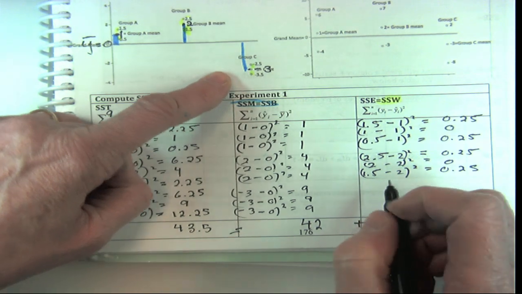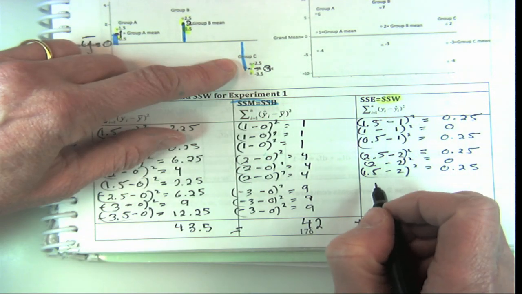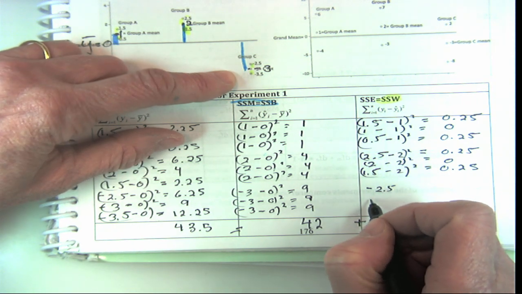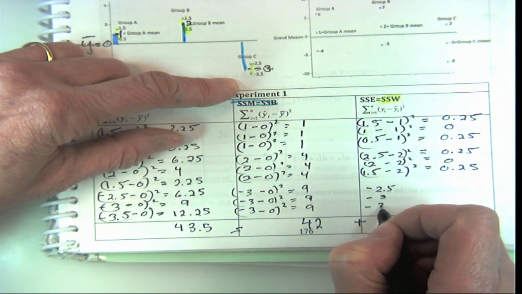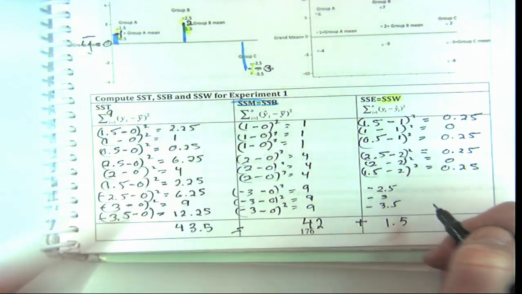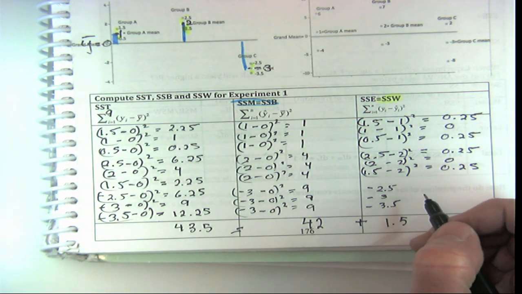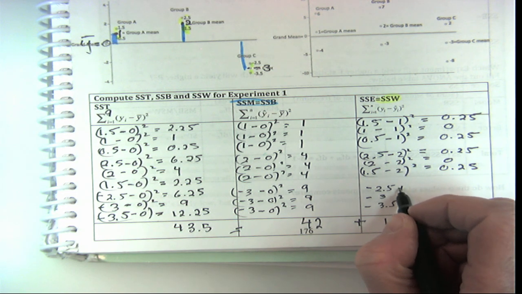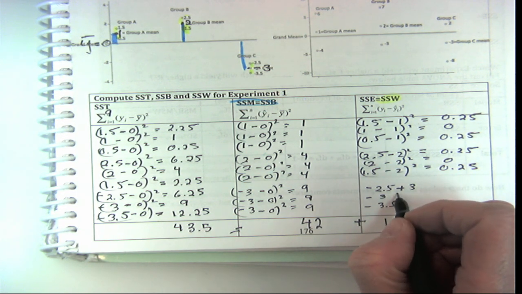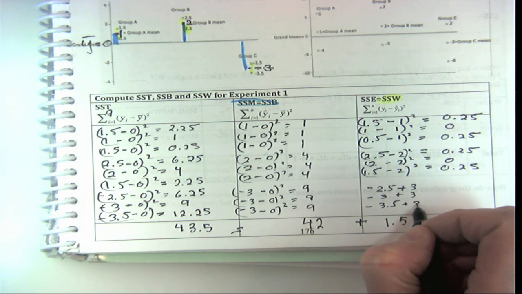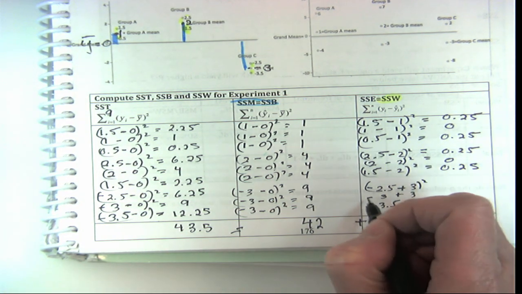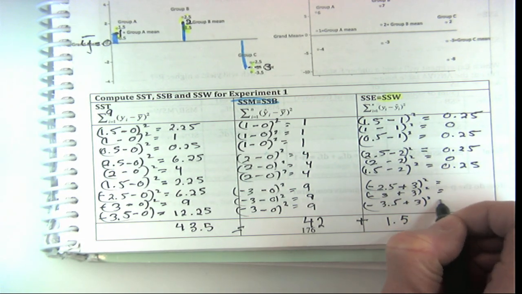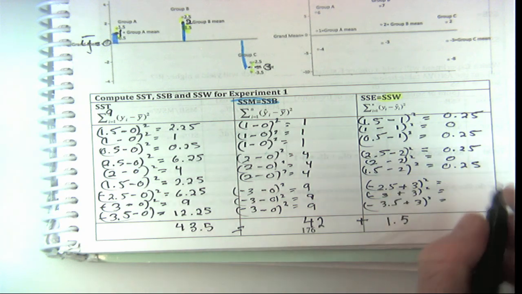And the last 3 points are what? Negative 2.5, negative 3, and negative 3.5. And for each one of those, we're going to subtract off negative 3. Well, subtracting a negative is the same thing as adding a positive, so it's plus 3, and plus 3. And you can see that we're going to get the same thing again.